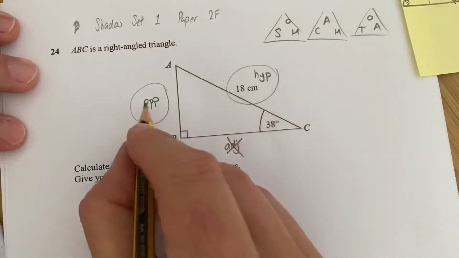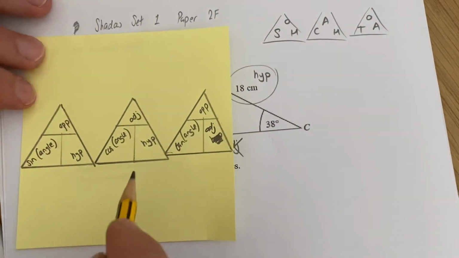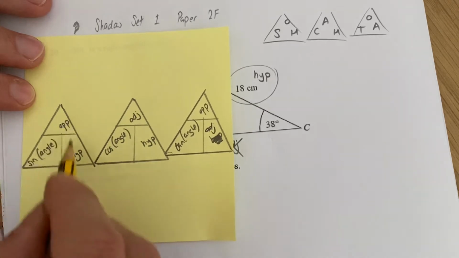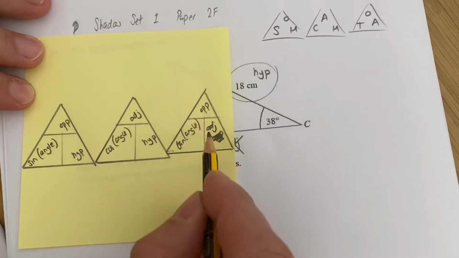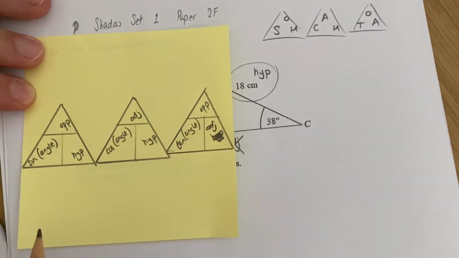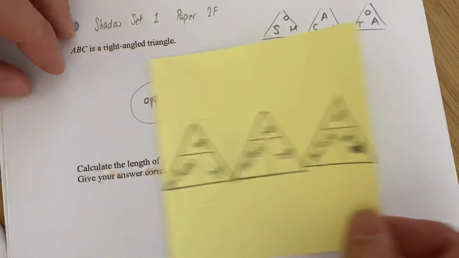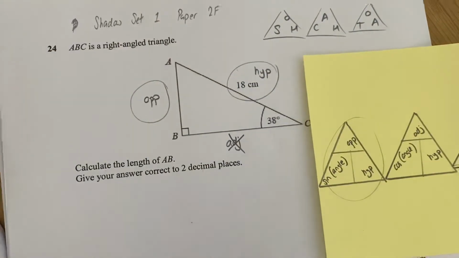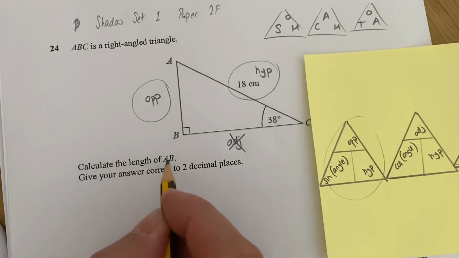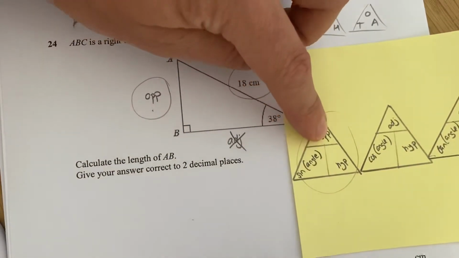So we know we're dealing with the opposite and the hypotenuse. Which one uses the opposite and the hypotenuse? It's a sine question, isn't it? Cos is adjacent and hypotenuse. Nope. Tan is opposite and adjacent. Nope. It's a sine question. This is the one that we're using, opposite and hypotenuse. What we're trying to find is the length of AB, and that is the opposite.